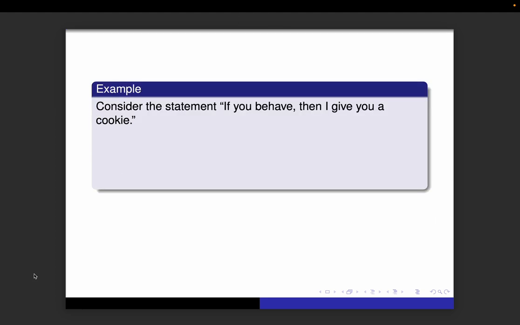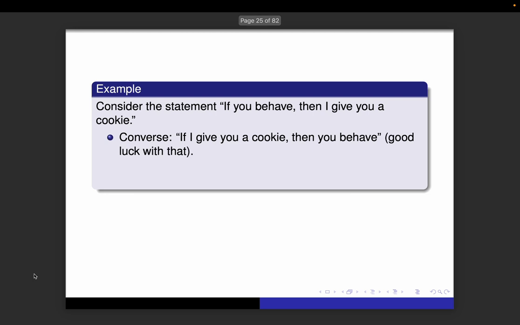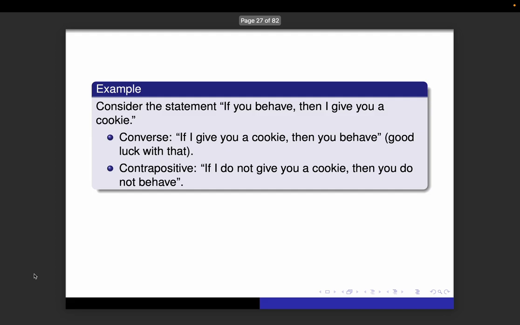All right, so let's look at an example. If you behave, then I give you a cookie. That's a conditional statement. The converse is I just flip the hypothesis and the conclusion: if I give you a cookie, then you behave. Well, maybe, but who knows? The contrapositive is, well, let me see. I'm going to take the negation of both the hypothesis and the conclusion and flip their order. So if I do not give you a cookie, then you do not behave.